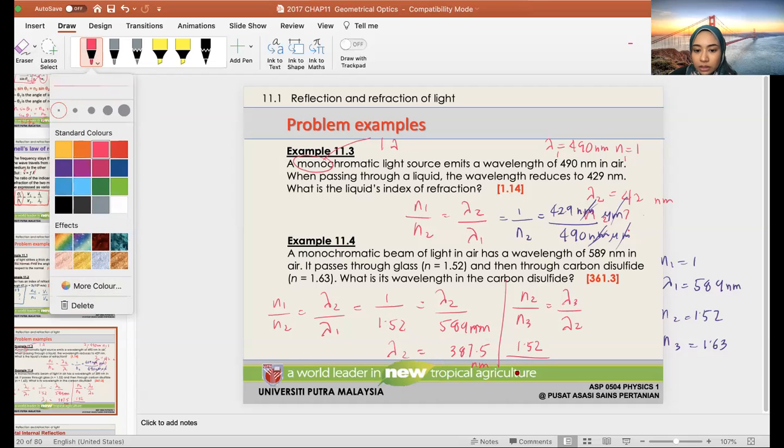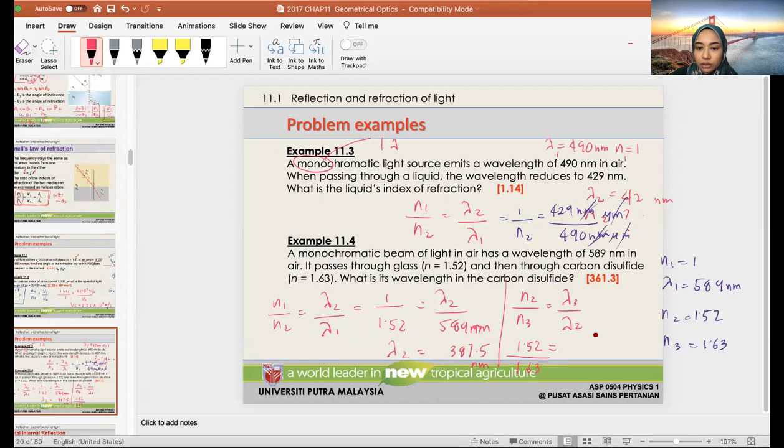And then N3 is 1.63, equals lambda 3, which we don't know. And we know lambda 2 is 387.5 nanometer. Because this is in nanometer, your lambda 3 will also be in nanometer. Can someone calculate lambda 3 for me, please? Sebab kita tak cancel out nanometer ni, kita tak convert dia jadi scientific notation, so what you get will be in nanometer as well.